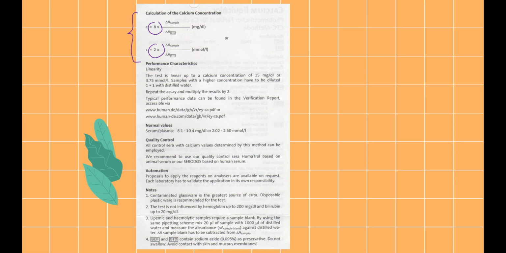Then, for the linearity of our assay, the test is linear up to the concentration of 15 mg per DL or 3.75 millimoles per liter. If your sample has a higher concentration than that mentioned, then a dilution should be made, 1:1 mixed with your distilled water. Then, once you get the result, since you diluted, you need to multiply the result by 2.